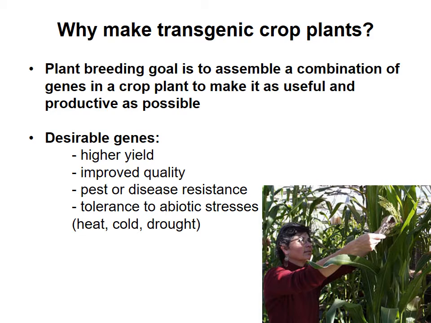Desirable genes may involve higher yield, improved quality, pest or disease resistance, and tolerance to abiotic stresses such as heat, cold and drought.